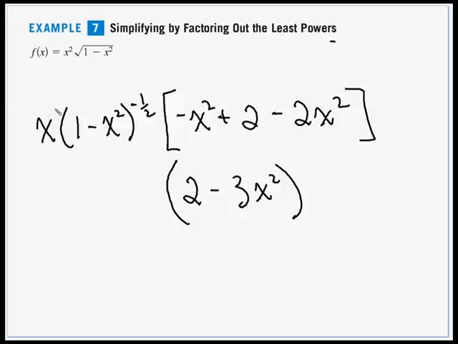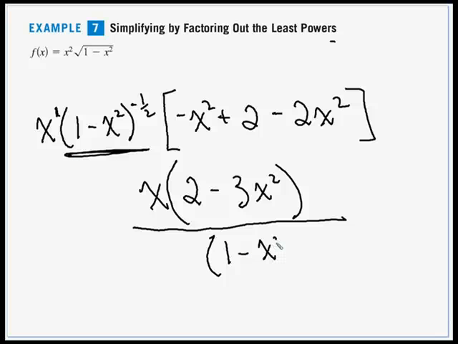Well, this x has a power of the first, so that's going to stay here in the top, in the numerator. But this negative 1/2 exponent is going to drop this term down to the denominator. And that'll be 1 minus x squared to the 1/2 power now. And there's our final, complete and simplified derivative. And let me get back here. F prime of x is equal to this.